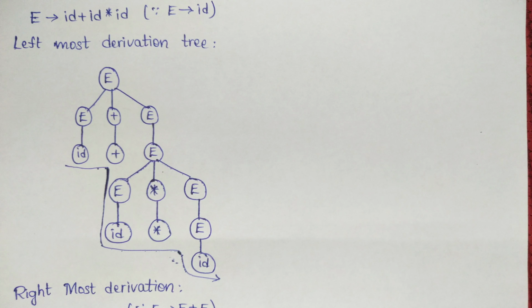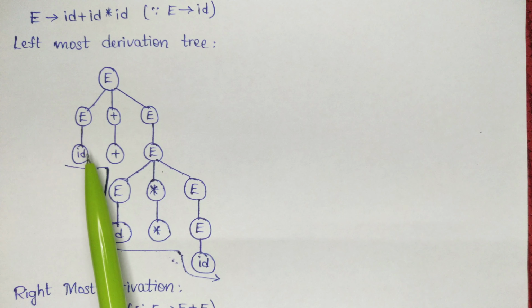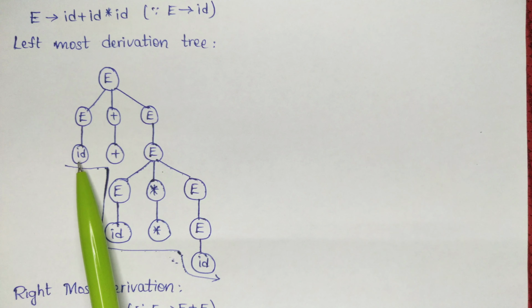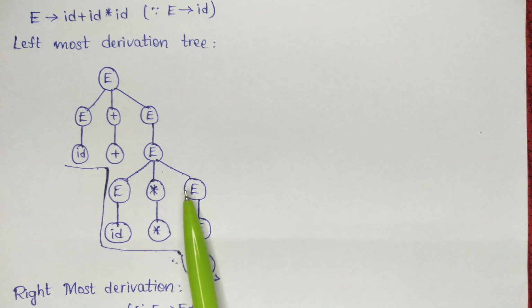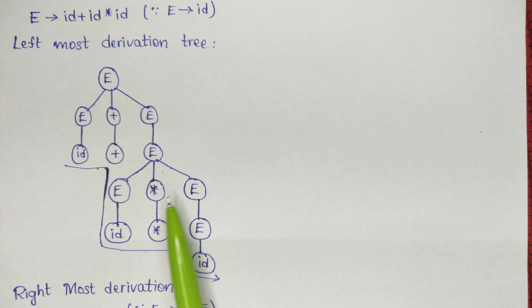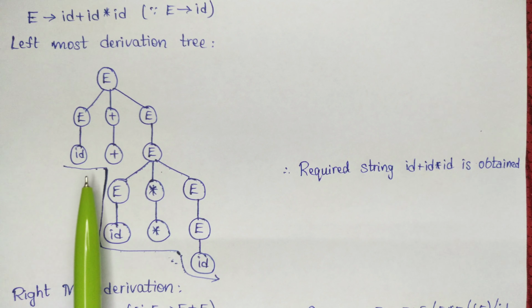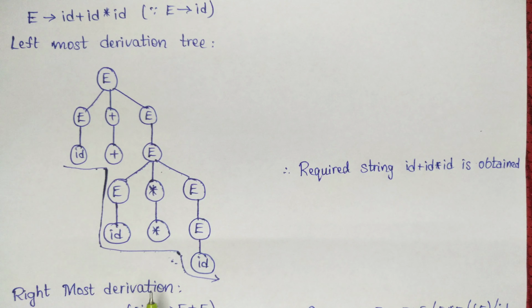So now let's see how to construct the parse tree using the leftmost derivation. First this E produces E plus E, then this E obtains ID as we have the production E produces ID, and then this E produces E into E, because we have the production E produces E into E. Then both these E's are replaced with IDs one after the other. To obtain the string, consider terminals from left to right. So ID plus ID into ID. The required string is obtained and this is how leftmost derivation works.